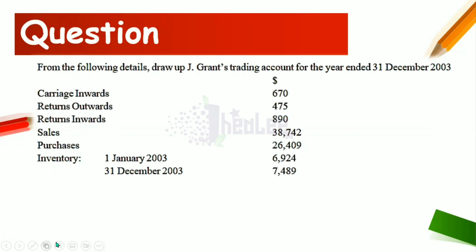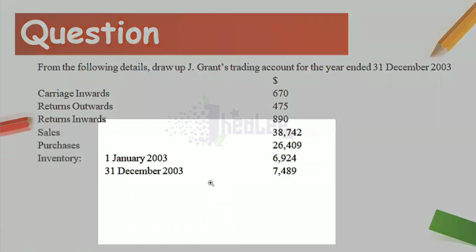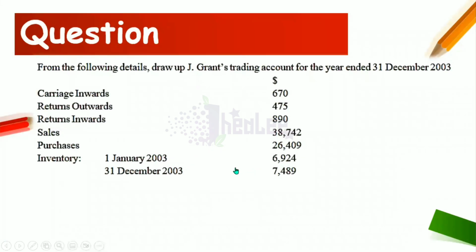For these inventory figures, people, the figure that you're seeing at January 1st, 2003, because that is the earlier date, that is your opening stock. And the later date, or the date of the trial balance, once that stock figure is carrying that date, then it means that it is closing stock. So let us move into looking at preparing the trading account.